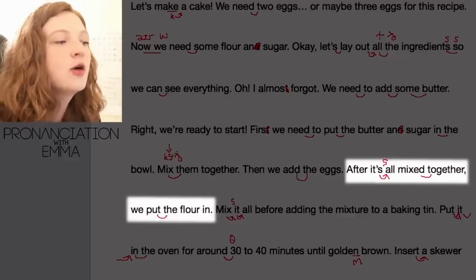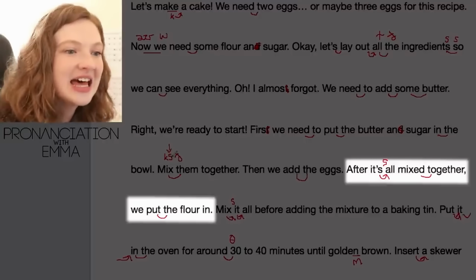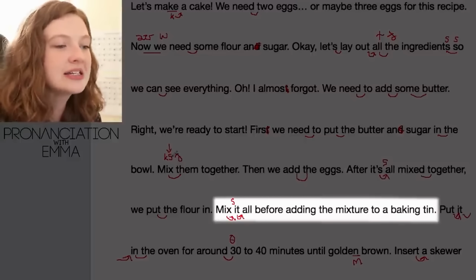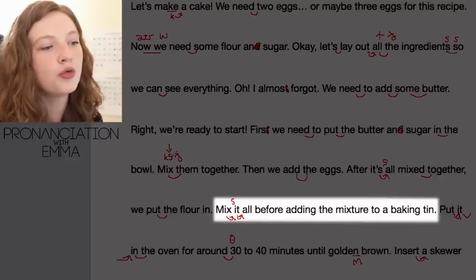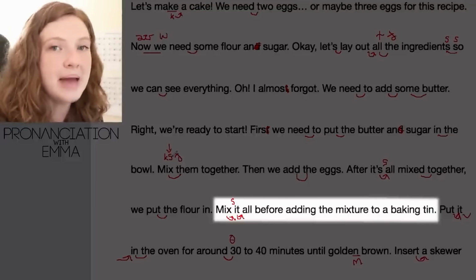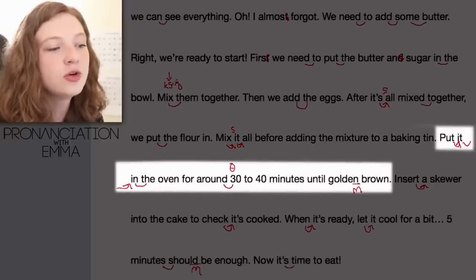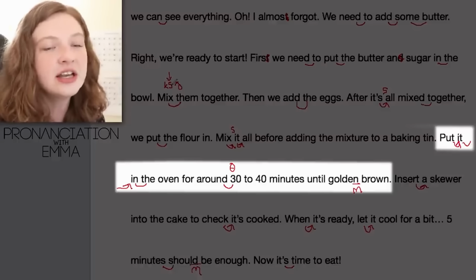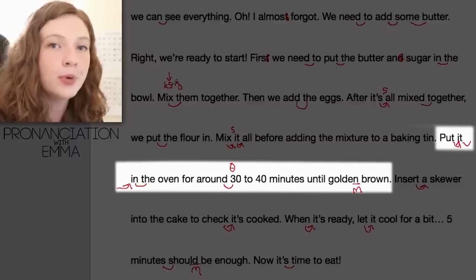After it's all mixed together, we put the flour in. After it's all mixed together, we put the flour in. Mix it all before adding the mixture to a baking tin. Mix it all before adding the mixture to a baking tin. Put it in the oven for around 30 to 40 minutes until golden brown. Put it in the oven for around 30 to 40 minutes until golden brown.